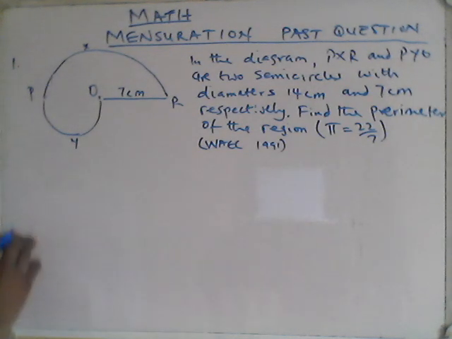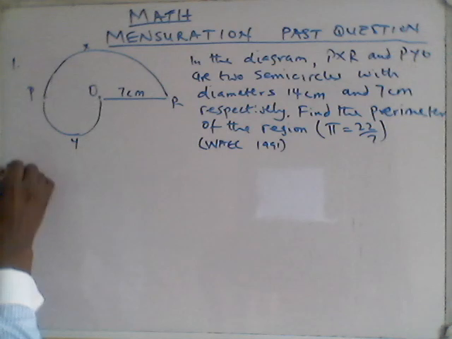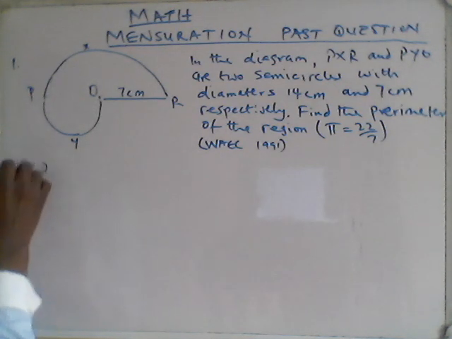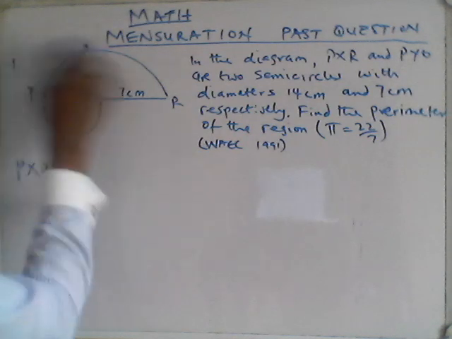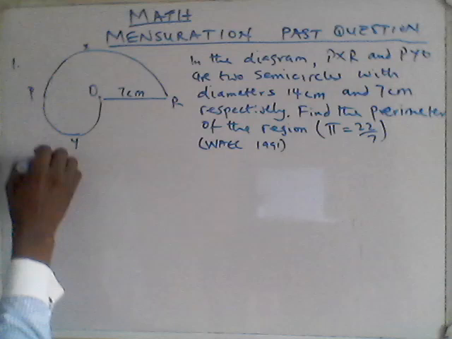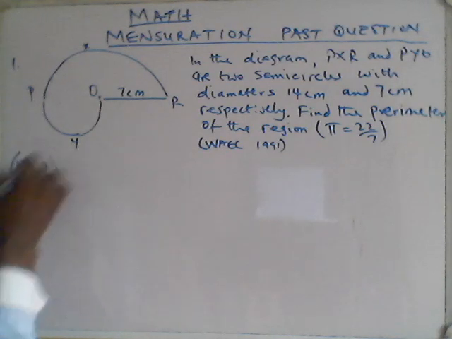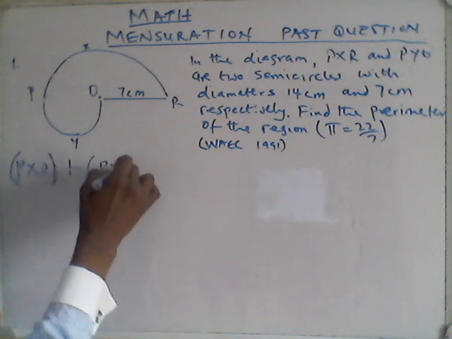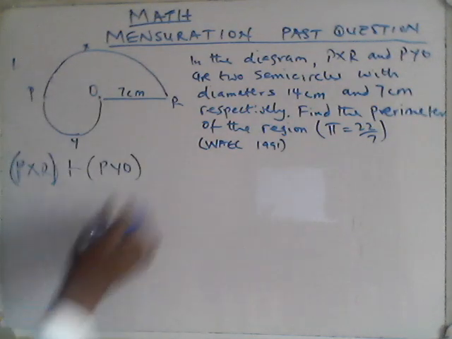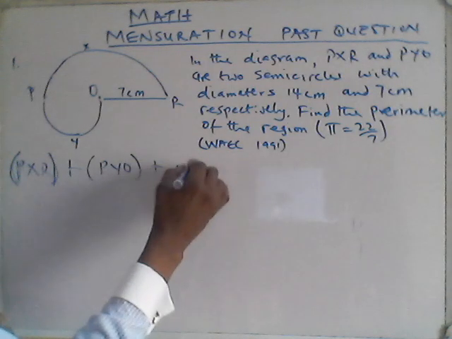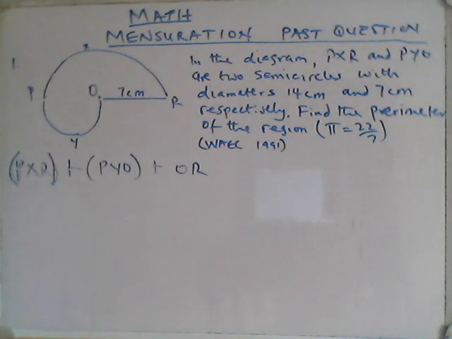There is a semicircle or half circle PXR. PXR is half circle. So I'm going to find the circumference of this, plus another semicircle PYO, that is this one, and 7, that is OR. Let me just go ahead of myself. So there are 3 different components of this shape.